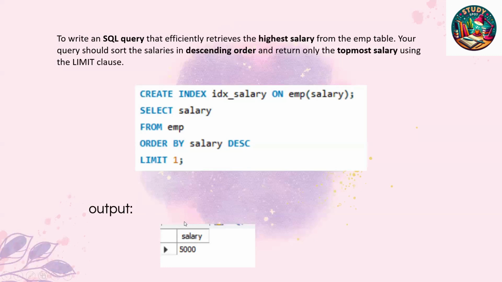Here is the final output. The query returns the highest salary from the employee table. The index helps optimize performance by allowing faster sorting and retrieving of the top salary value.